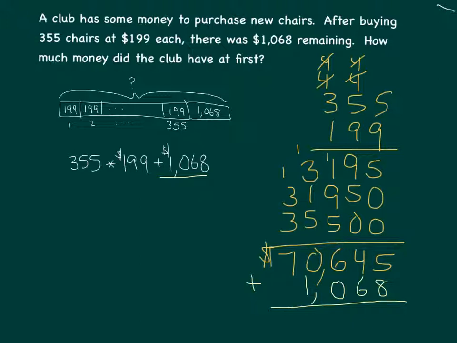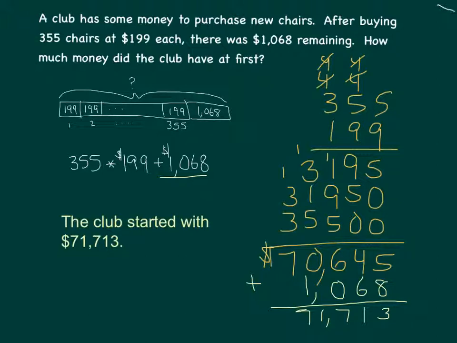And I'm going to get 13, 11, 7, 1, 7. So my final answer is the club started with $71,713. Now I could quickly estimate to check this.